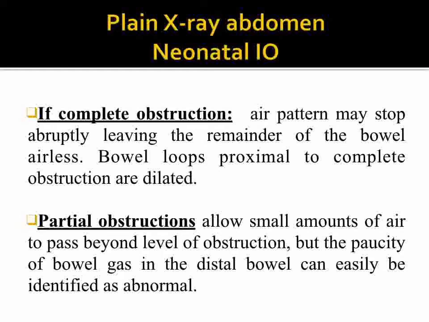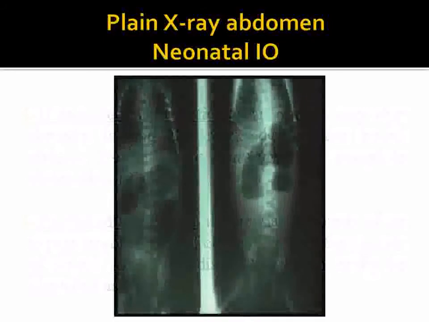While in partial obstruction, a small amount of air will pass beyond the level of obstruction, so there will be gas distally, but this gas will be few. So we call it a paucity of gas in the distal bowel, and it can be identified as abnormal, meaning that this air is not normal. This picture is for a case of duodenal obstruction. If you look at it, you will find there are two gas bubbles.